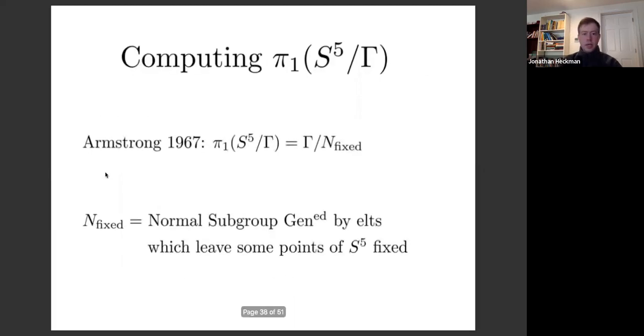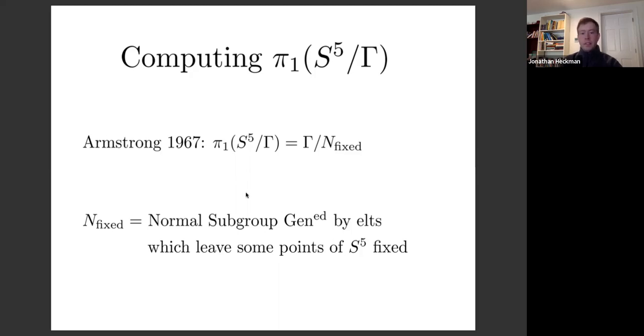Okay. So here's a nice theorem that we can apply, all the way back in, I think, 1967. I think I have the date correct. Armstrong demonstrated that you can just write down pi1 as gamma mod N fixed. What is N fixed? It's the normal subgroup inside gamma which is generated by elements which leave at least some points of the five-sphere fixed.